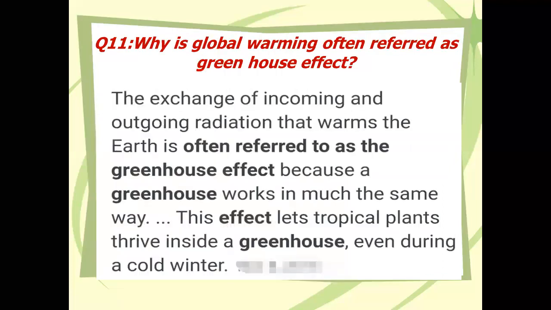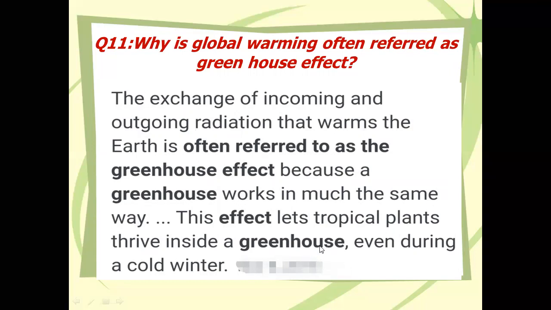Why is global warming often referred to as the greenhouse effect? It involves the exchange of incoming and outgoing radiation, meaning the ultraviolet radiation coming from the sun, and then its reflection in the form of infrared radiation to the atmosphere. The Earth is often referred to as having the greenhouse effect because a greenhouse works in much the same way. This effect lets tropical plants thrive inside a greenhouse.